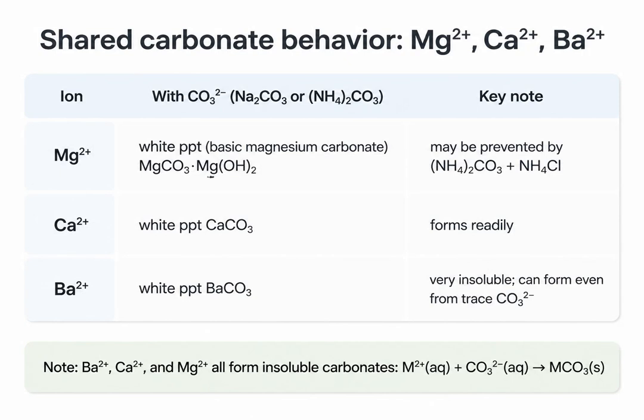A quick comparison. Magnesium, calcium, and barium all form insoluble carbonates, so carbonate alone doesn't uniquely identify the ion. The details matter. Magnesium tends to form a basic carbonate precipitate, and the precipitate can be suppressed by using ammonium carbonate in the presence of ammonium chloride. Calcium forms CaCO3 readily. Barium forms BaCO3 extremely readily, so readily that even trace carbonate contamination, like the carbonate formed in ammonia exposed to air, can precipitate it.